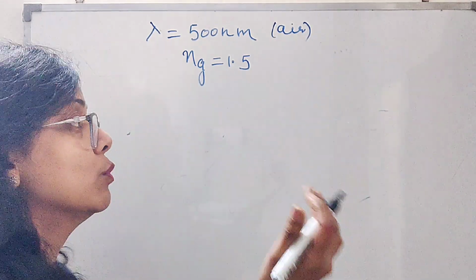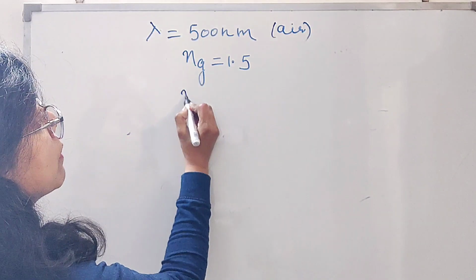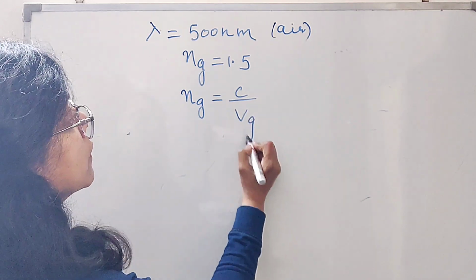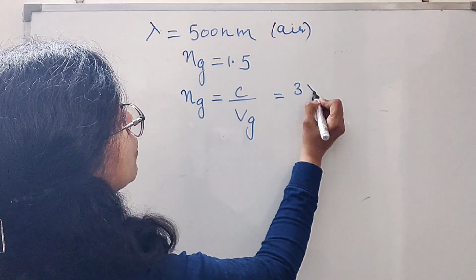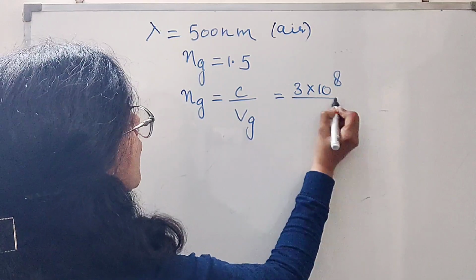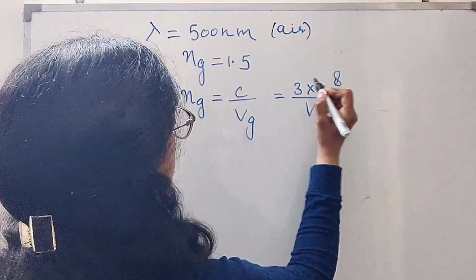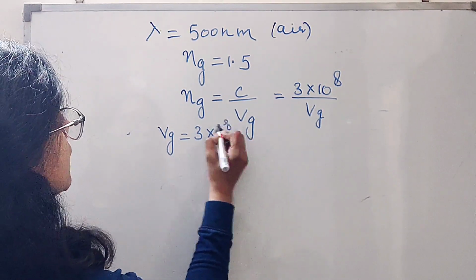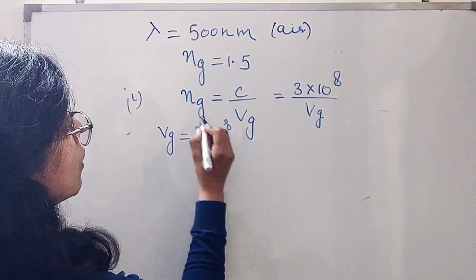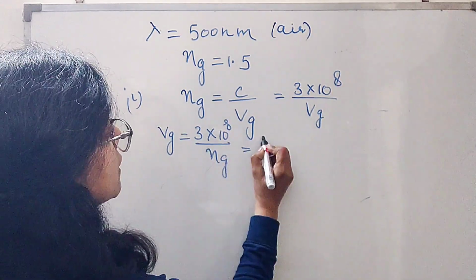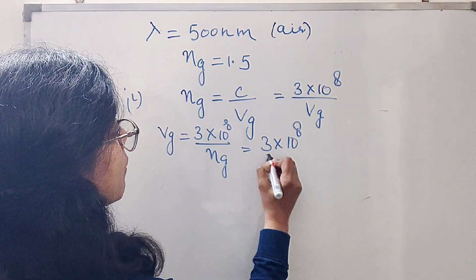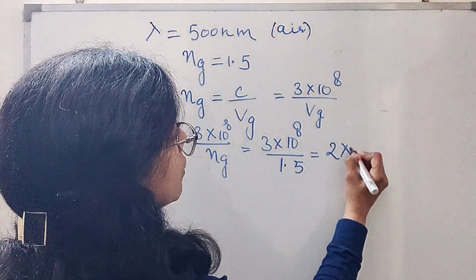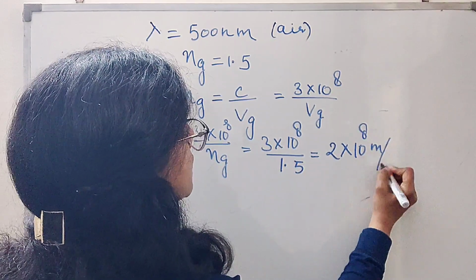You know we have done this in question number 1. Ng is equal to C upon Vg. C is 3 into 10 to the power 8, and we have to find out Vg here. So Vg will be equal to 3 into 10 to the power 8 upon Ng, and this is 3 into 10 to the power 8 upon 1.5. So this answer will be 2 into 10 to the power 8 meter per second. So this is question number 1.